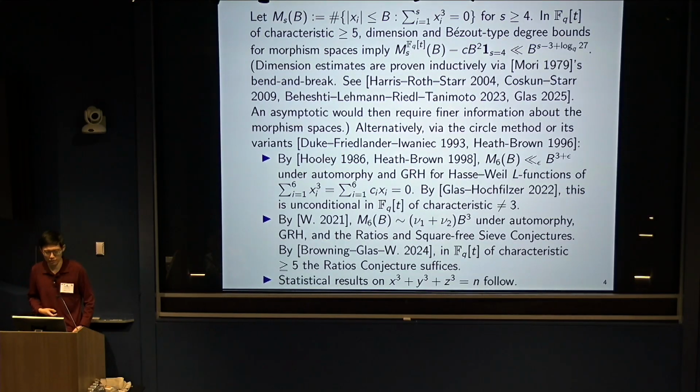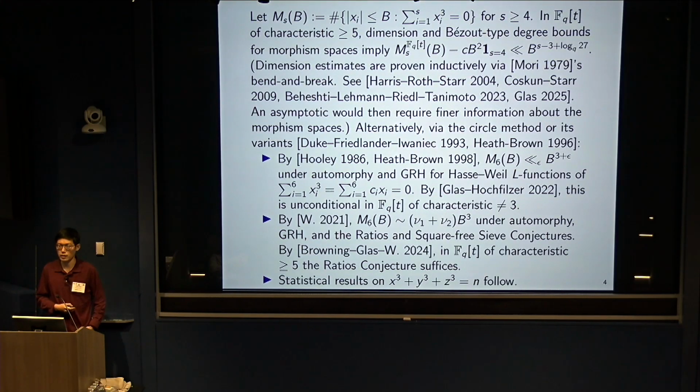So using the circle method, Hooley showed that if you assume standard conjectures for L-functions of certain varieties, then you can get a near optimal bound, exponent 3 plus epsilon. I'll explain where these varieties come up later. They come from Poisson summation, basically. And then because we know all of these conjectures over function fields, thanks to Deligne's work, this can be made unconditional in function fields of characteristic, say, not 3. That was worked out by Jakob Glas and Leo Hochfilzer.